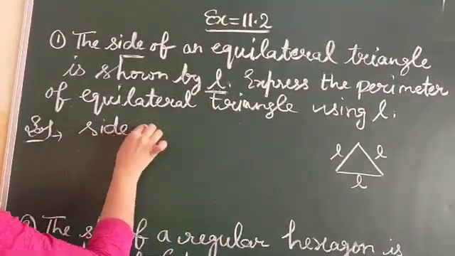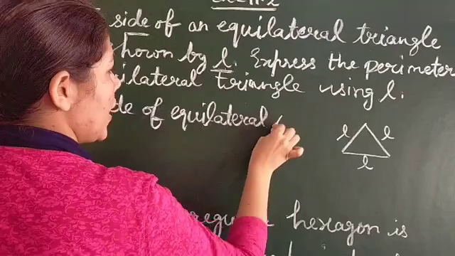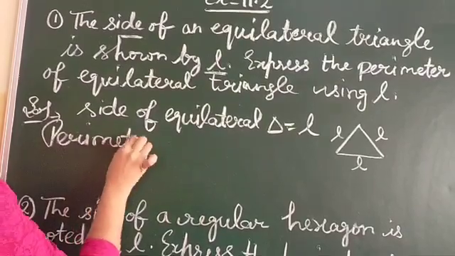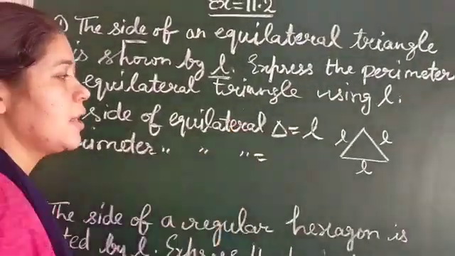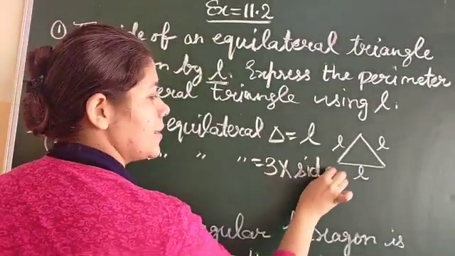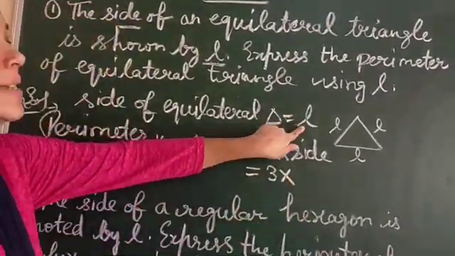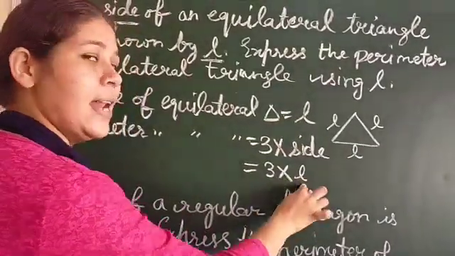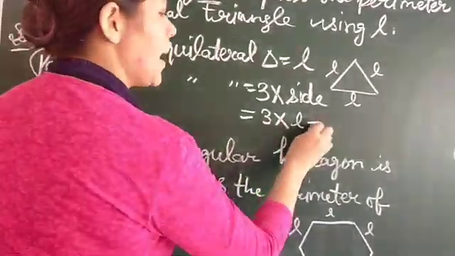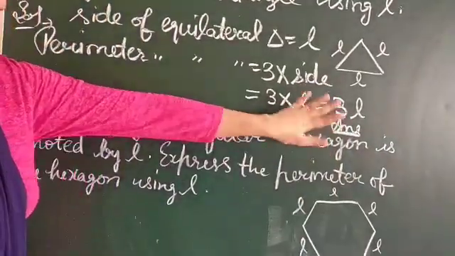First of all, you will write here: side of equilateral triangle is L. Now you have to find the perimeter of the equilateral triangle. So the perimeter of an equilateral triangle will be, the rule is 3 multiply sides. Okay? So 3 multiply, what is the side? Side is L. 3 multiply L. I told you earlier also, when you multiply a constant and a variable, it will come like this, 3L. So this is the perimeter of an equilateral triangle.